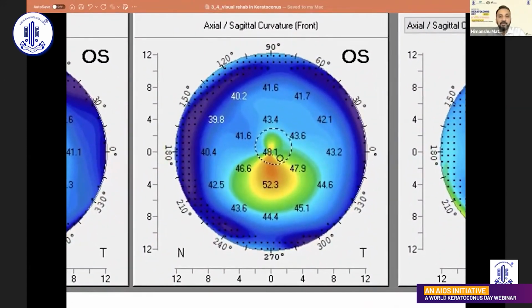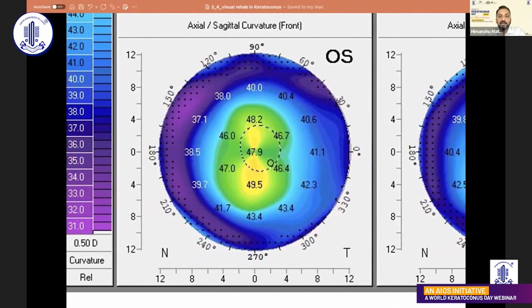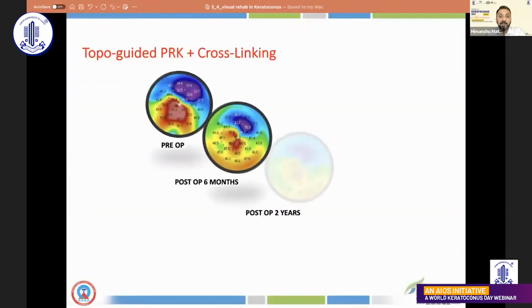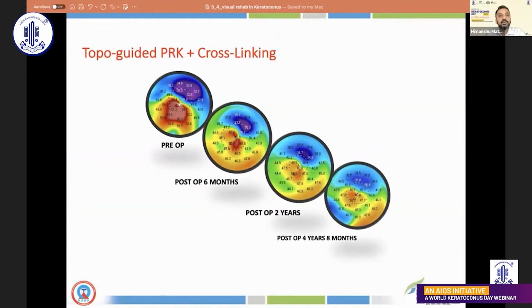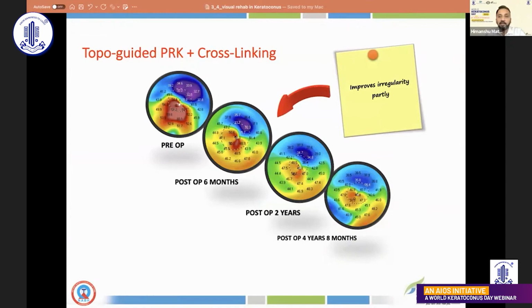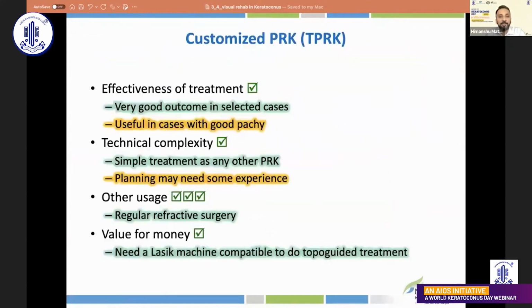So preoperatively, a cornea like this, which is relatively irregular, can be treated with the laser, and post-operatively we can make it quite regular and visually rehabilitate it using either glasses or even soft contact lenses. So overall, quite an exhilarating outcome by improving the irregularity of the cornea. It can certainly be useful in selected cases, especially where corneal thickness is good. Technically, it requires a little more experience in planning, but it's a very simple treatment.